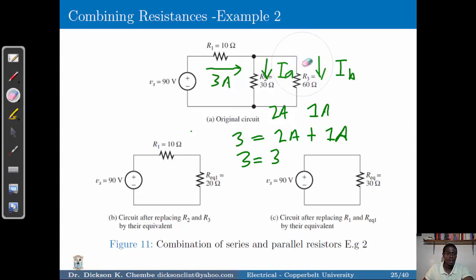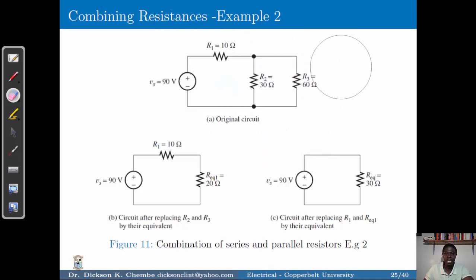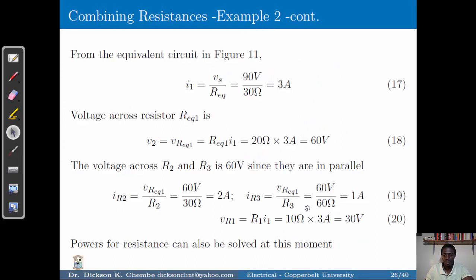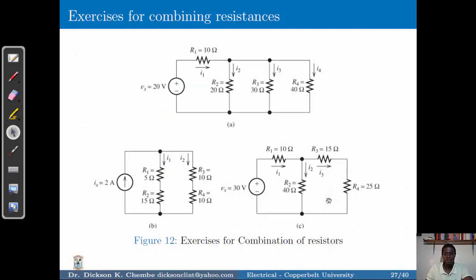Okay, now let's go further and look at what we have obtained. We verify, and then we can find the voltage across resistor 1, by basic Ohm's law, to be 10 times 3 to give us 30 volts.